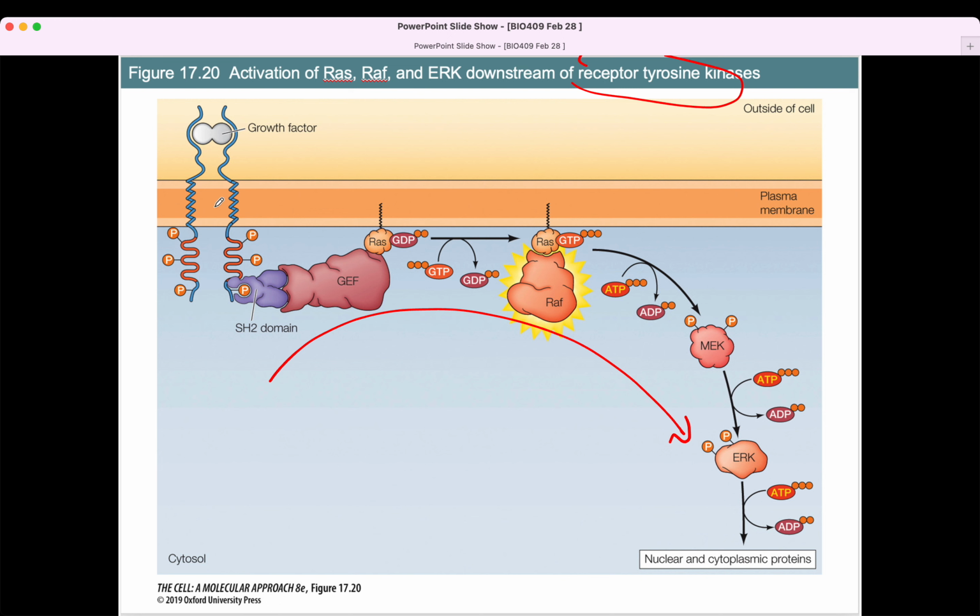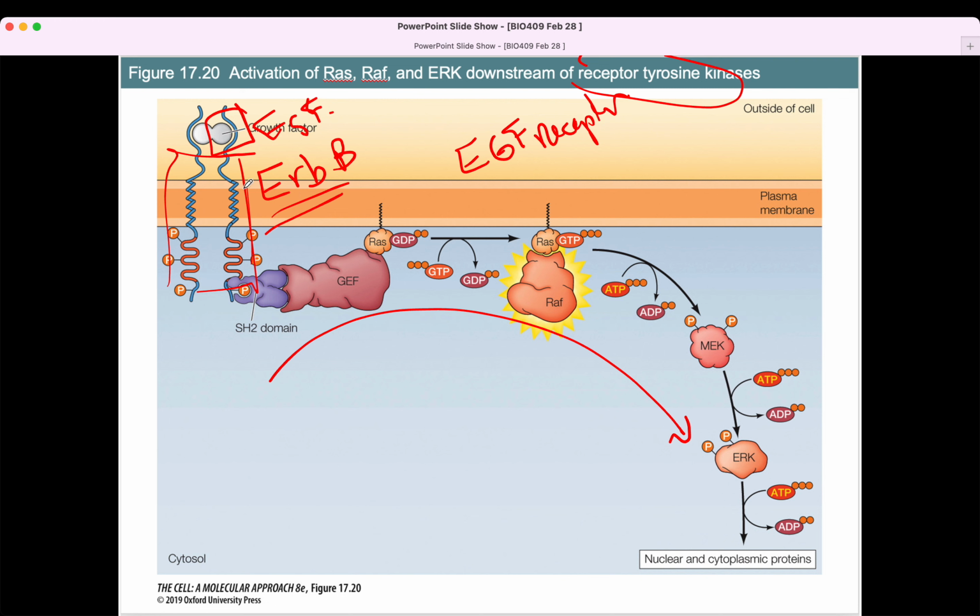And then here's a receptor tyrosine kinase, and we're going to look at this example now about ERB-B. And ERB-B, when it's normal, is also called the EGF receptor. And so this will be EGF. And that's normal, but this could get mutated. And it could get mutated in our bodies.